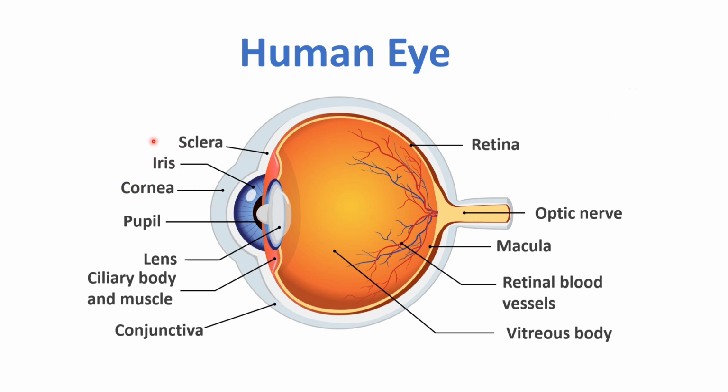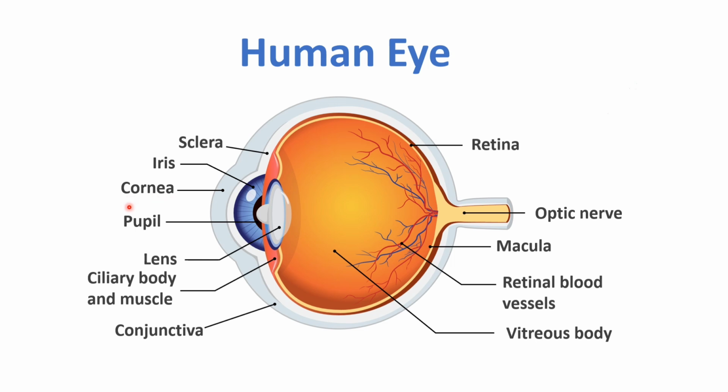Next we are going to move on to the iris. The iris is present behind the cornea. It is a dark muscular structure behind the cornea, and it is called the iris. The color of the iris is different for different people. It can be blue, brown, any color. Some have brown eyes, some have black, and some have blue. So the iris gives color to the eye.